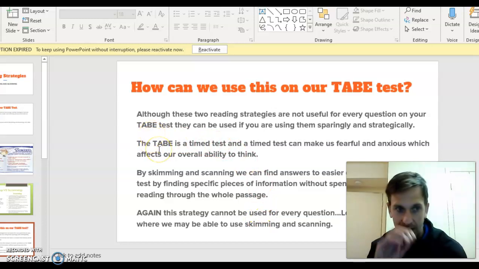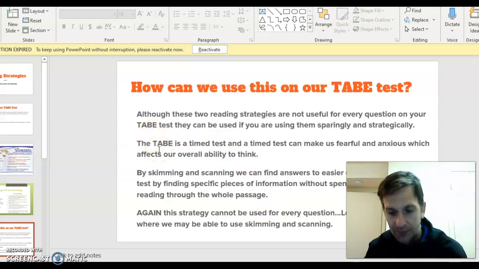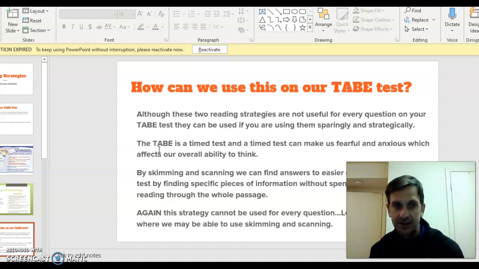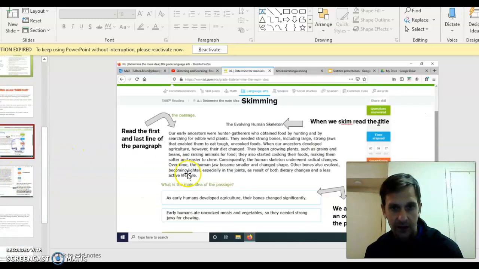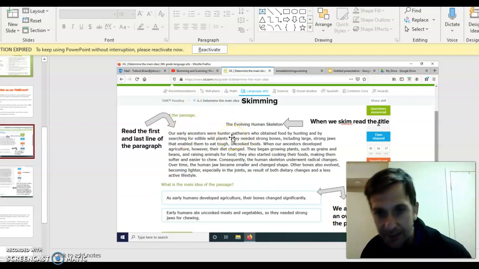Remember, skimming is broad main idea. Scanning is finding a specific piece of information. All right, skimming. What are some skills here when we skim? Read the first and last line of the paragraph. Look at the title. When we skim, we read the title. We are getting an overall idea of the passage. So what's the first line? Let's just do this. We're looking at a main idea.